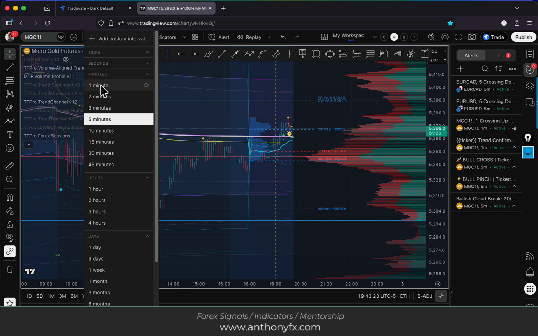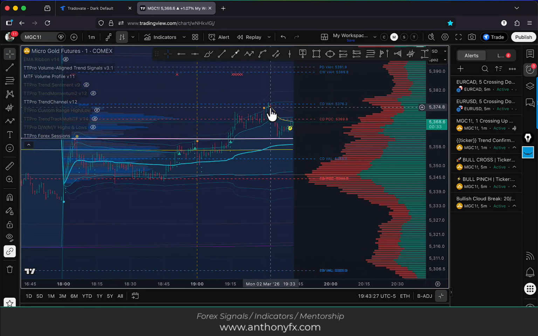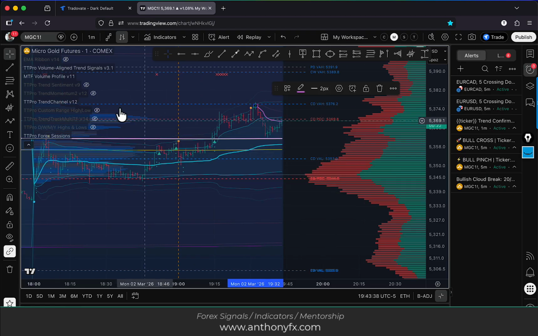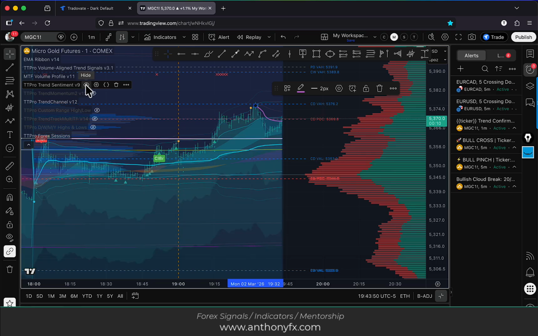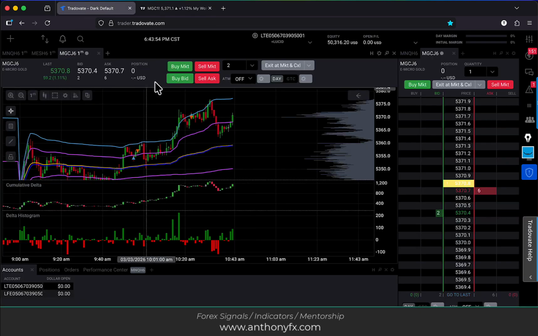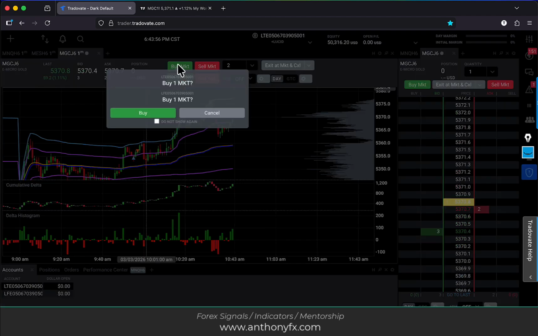Let's just go down to the 1 minute. I want to see it break this level here. All right. Now we bring in that. It's bullish. I'd like to see it break above the cloud. Trend sentiment. Yep, I'll run with that, guys. So we're getting bullish momentum. So I'm going to come in here and buy market gold.